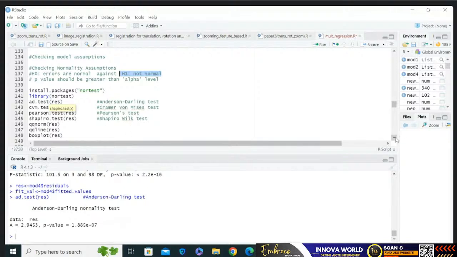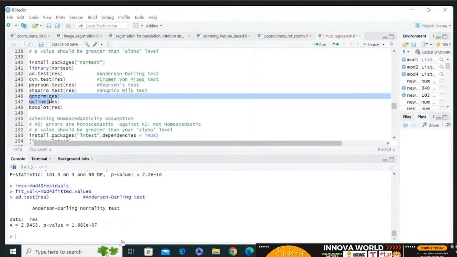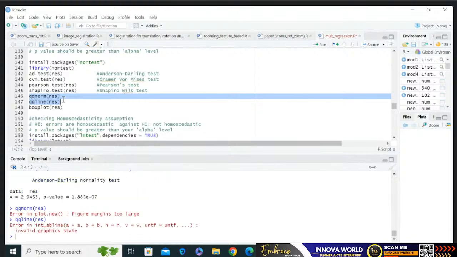Now let us move towards the QQ plot. For the QQ plot, we will be using two lines of code simultaneously, qqnorm and qqline. We'll be running these two lines simultaneously, and we are running them on the residual variable, that means the error variable.